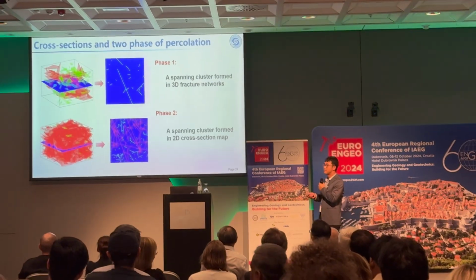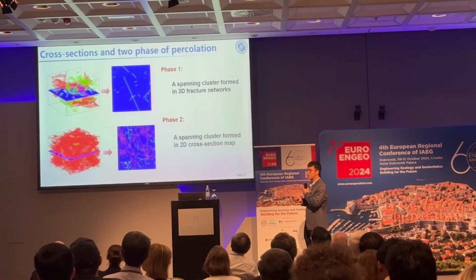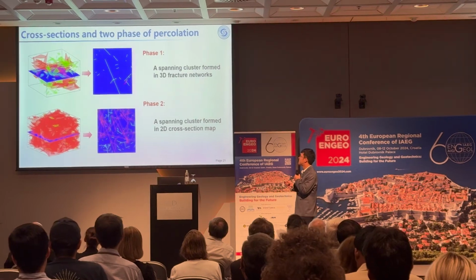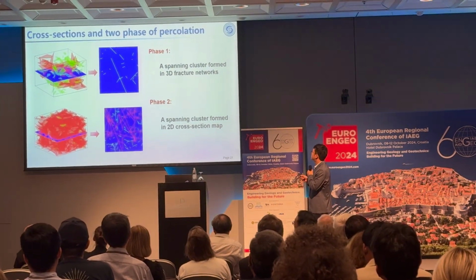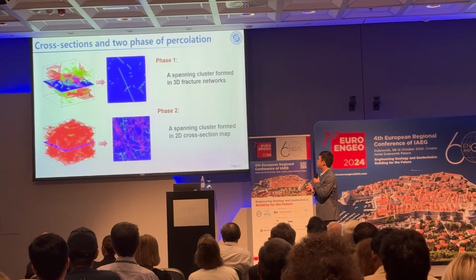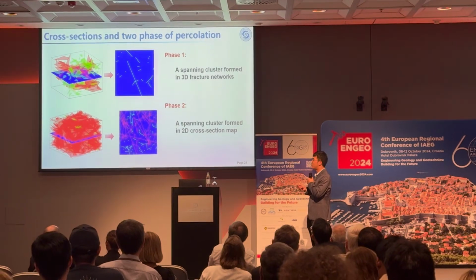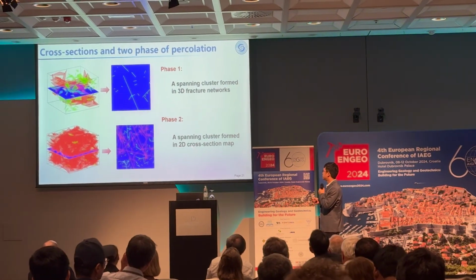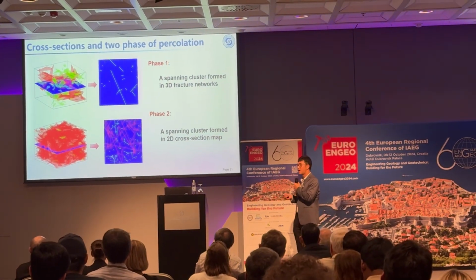And then, here we are. We can start this project. We generate the 3D fracture network first, and then we cut it. We use a cross-section to represent the outcrop. And we can see the 2 phases here. The first phase is a spanning cluster formed in the 3D fracture networks, as shown in red here. And the second phase is a spanning cluster formed in 2D cross-section maps, like this one. This is what we observe from most outcrop images.